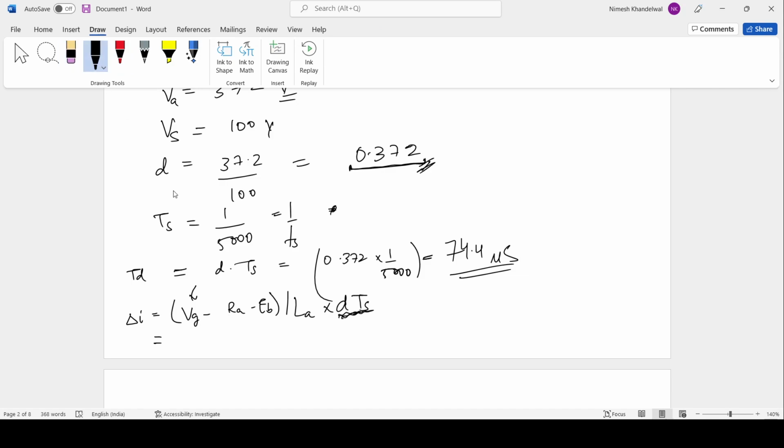Yeah, so this is my armature current. This is my back EMF. This also I've calculated. This is the armature inductance. I've been given this and this D times TS, basically my on time for the switch. I've just calculated it. So you put all these values here, okay? And what we will get finally after doing these calculations is that the peak to peak value of the ripple in the armature current is 4.672 amperes.